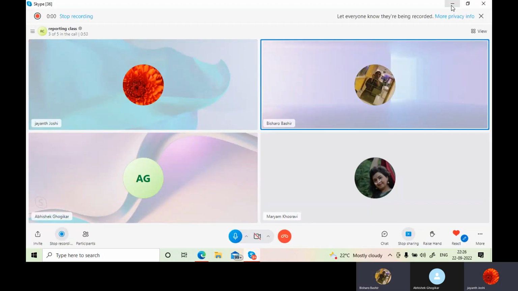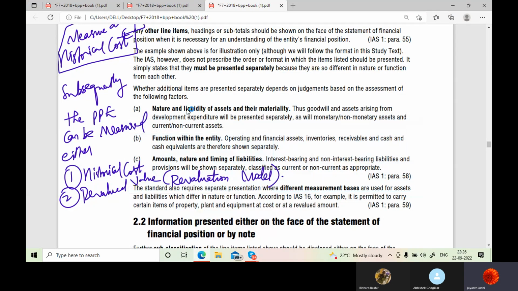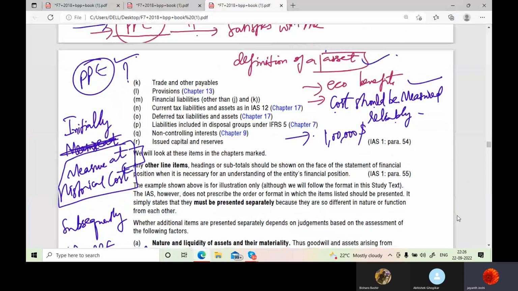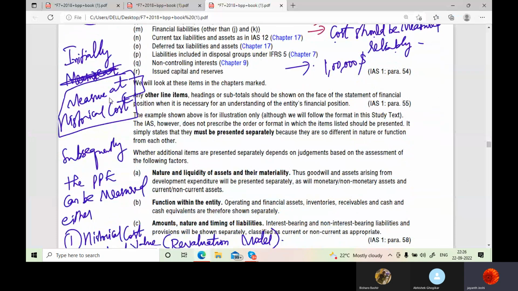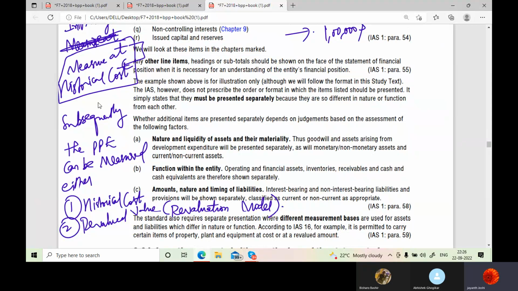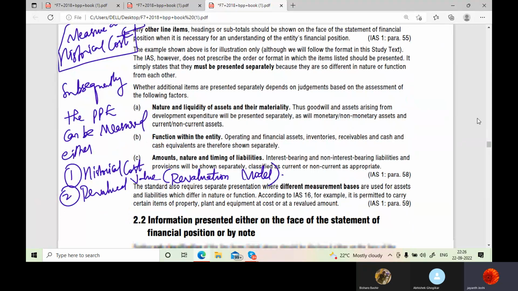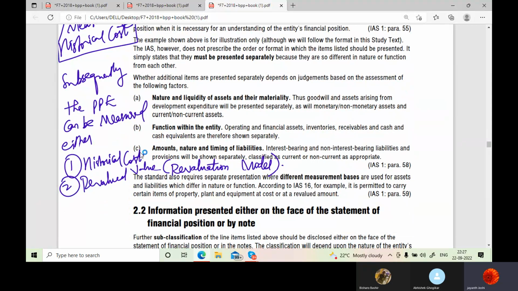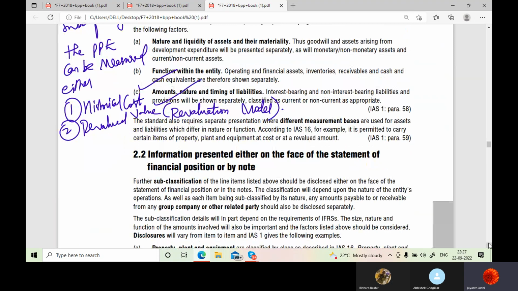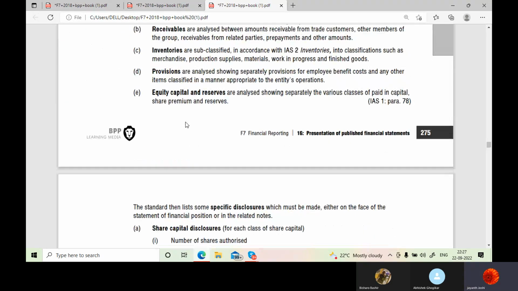Yeah, so I was saying, initially you will measure the asset at historical cost, that is the cost at which you bought. Subsequently, that is the next year, you can either measure your asset at historical cost or at a revalued amount or revalued value. What is the meaning of this revalued value?